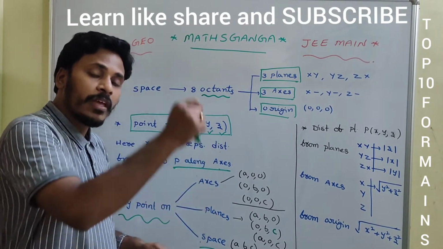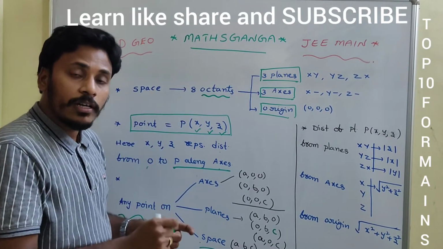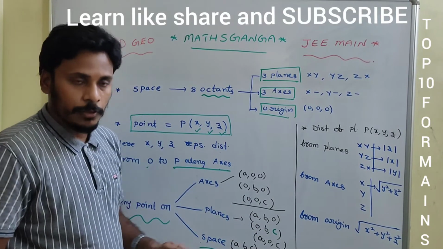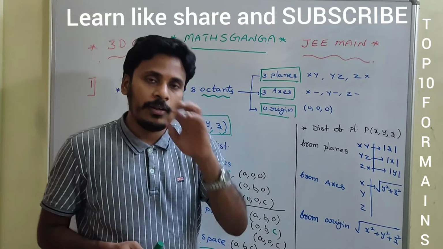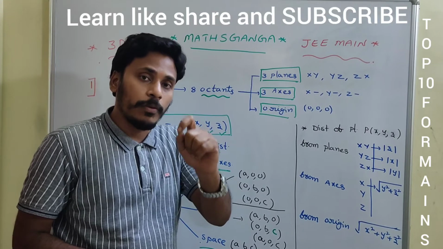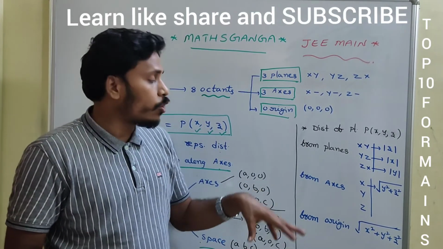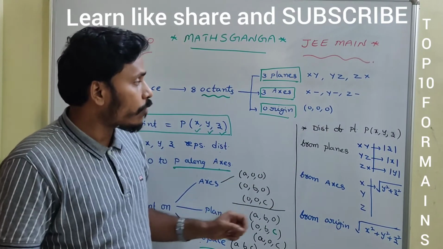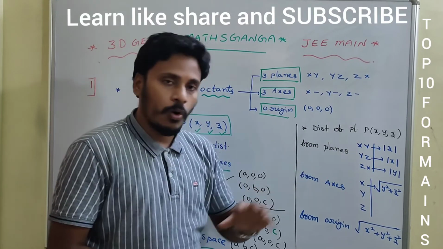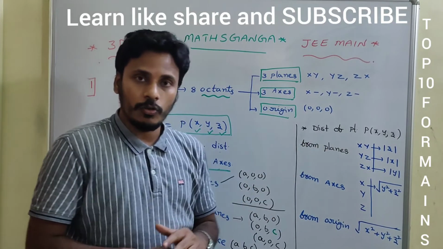A point in the space, not on the axes and not on the planes, has coordinates (a, b, c), just like (x, y, z). Now I have a point (x, y, z) in the space, and I need to calculate its distance from the axes, from the planes and from the origin. The distance of the point P(x, y, z) from the planes: from the xy plane it is mod z, from the yz plane it is mod x, and from the zx plane it is modulus of y.